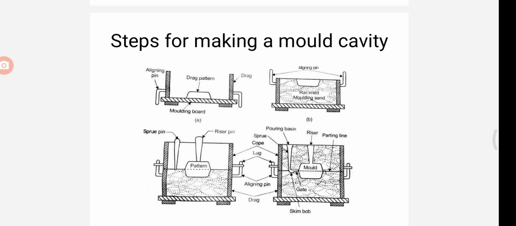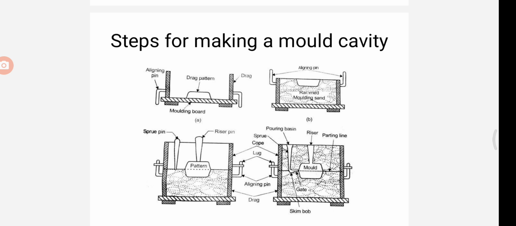So in this diagram we can find the molding board. Above the molding board there is a drag pattern. Drag pattern means the pattern is in the lower box, that is the drag box. So it is known as the drag pattern. These two pins are the aligning pins. So this is the drag box.